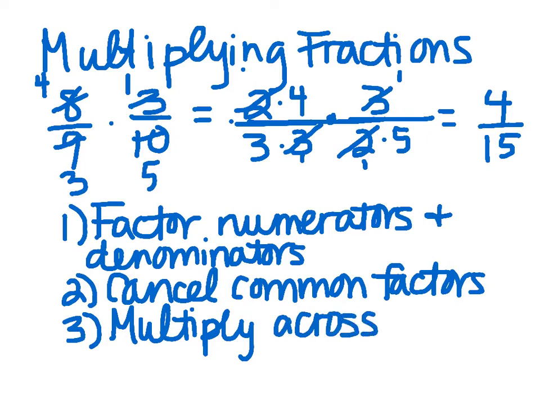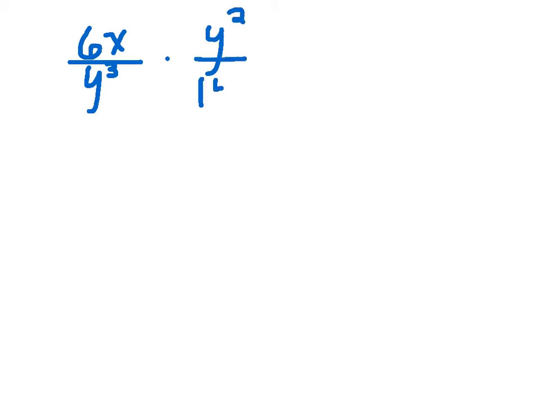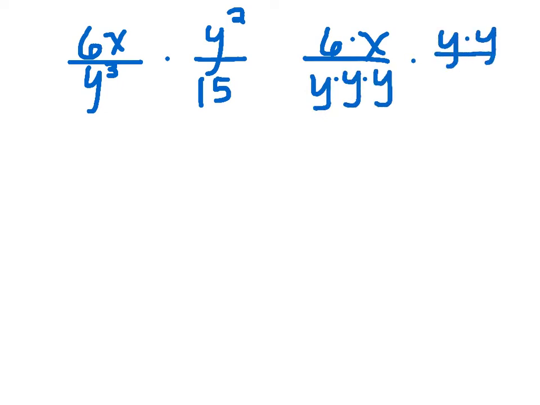So let's see what that looks like. Here's a simple one because there are no polynomials, it's all monomials. 6x over y to the third times y squared over 15. I suppose you could think of this as 6 times x over y times y times y times y over 15, and you can see the 3's cancel here, and these two y's cancel here. And so from this you can see you have 2x over 5y.